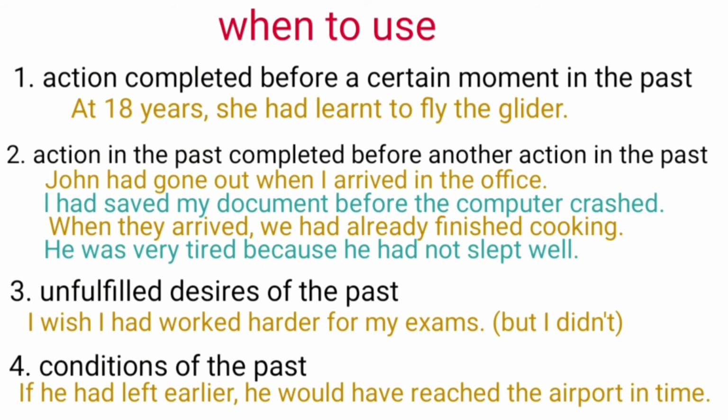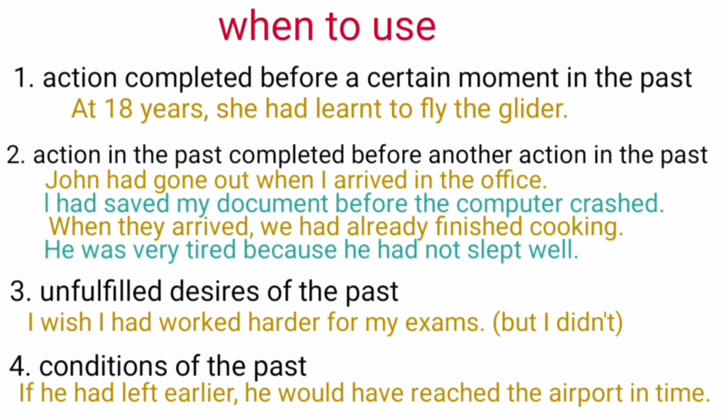Its second use is, in the actions in the past completed before another action in the past. In such sentences, there are two actions. The action that takes place first is expressed in past perfect form and the other action is expressed in simple past tense. Here is an example. John had gone out when I arrived in the office. Here, John had gone out happened first and it is expressed in past perfect form. Other examples are, I had saved my document before the computer crashed.